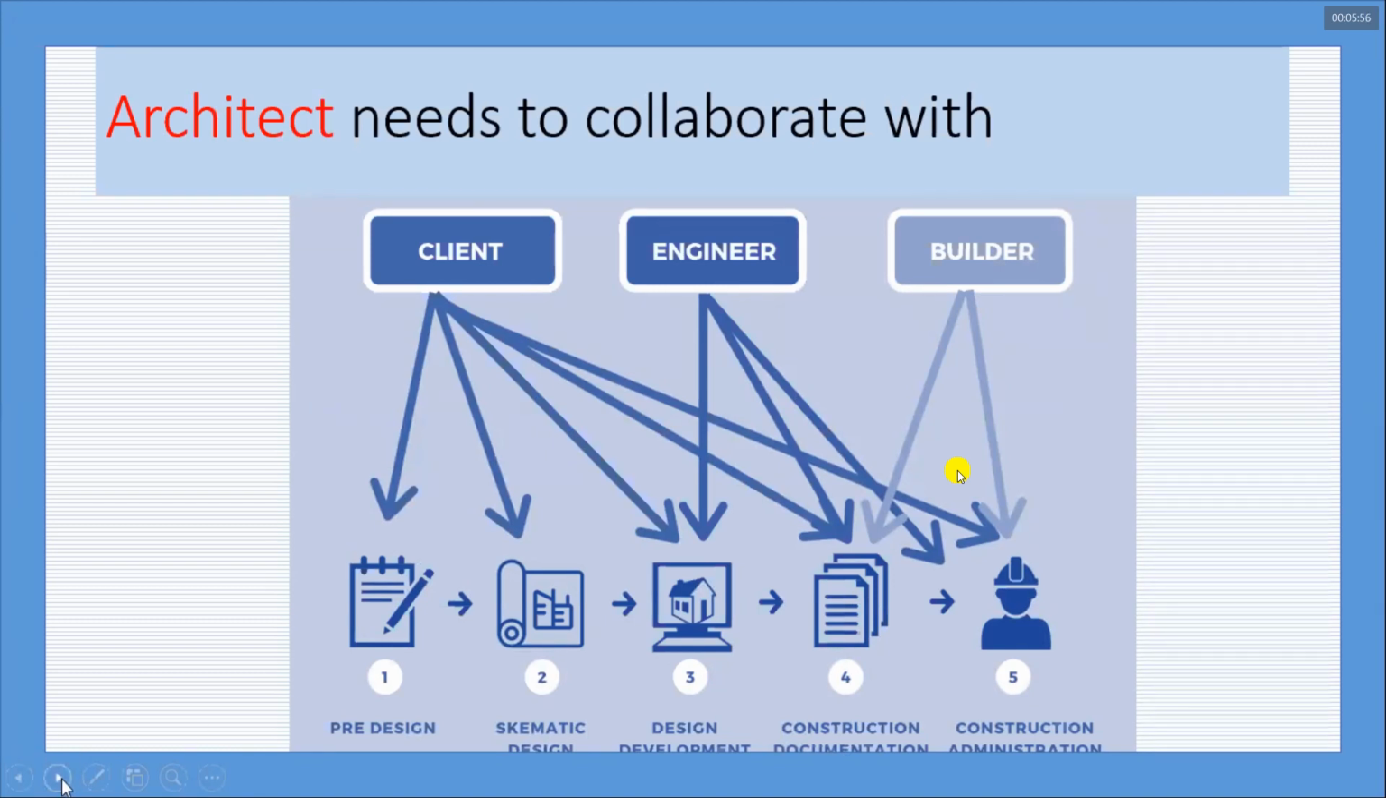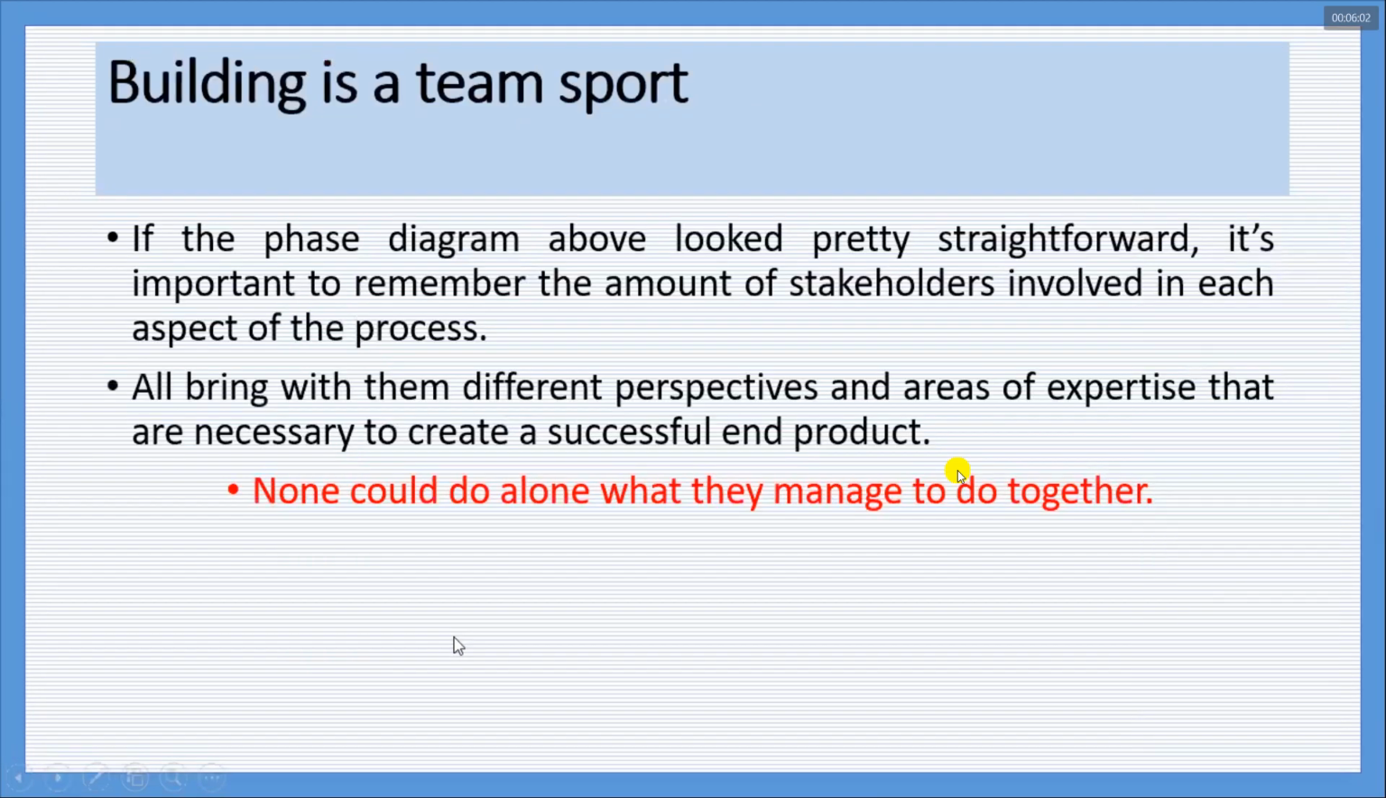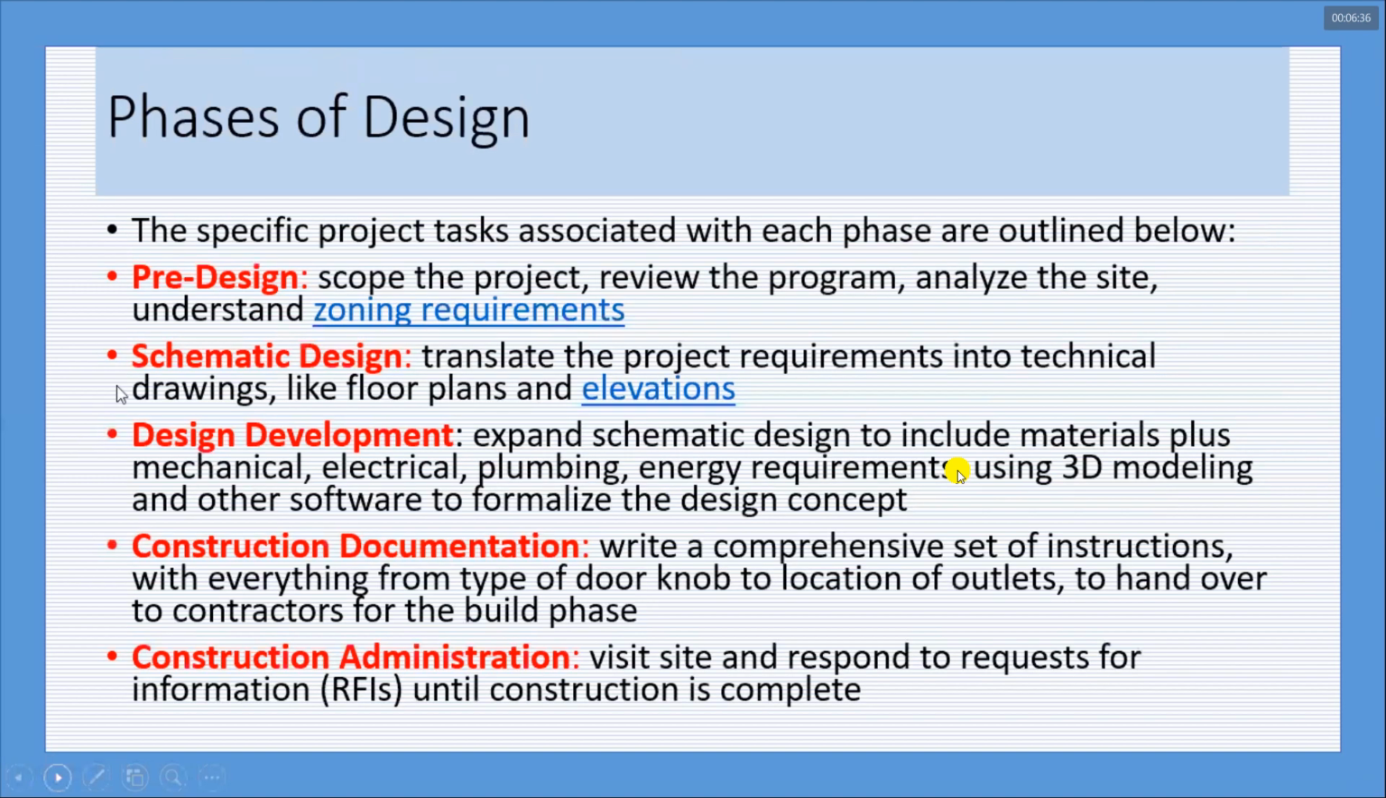So apparently the flow seems very simple and straightforward, but the truth is that the stakeholders involved in each aspect of the process have different thoughts, different perspectives, and different expertise that are necessary to create a successful product. So it is not possible for them to design individually. All of them have to understand the significance of the profession of the other consultants, and they have to work together to get a building successfully executed. So let's define the phases one by one.